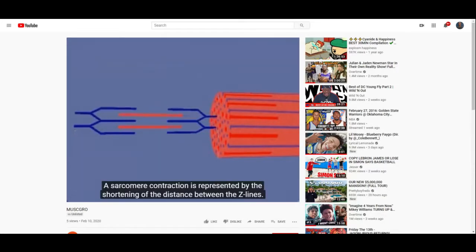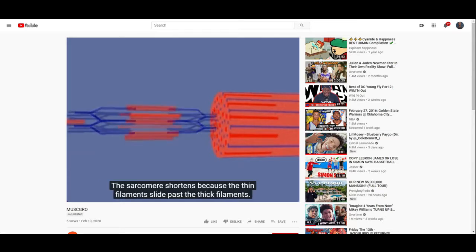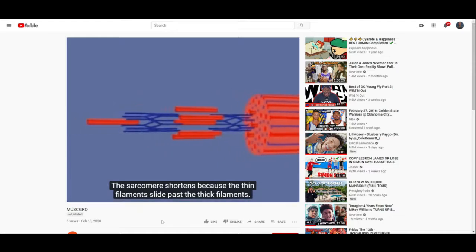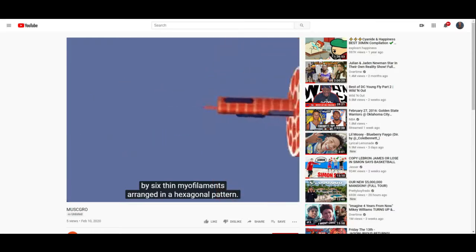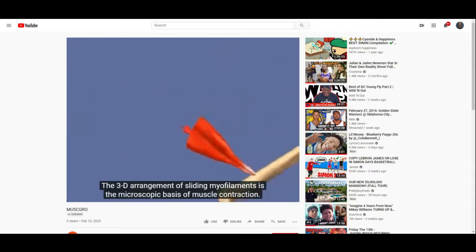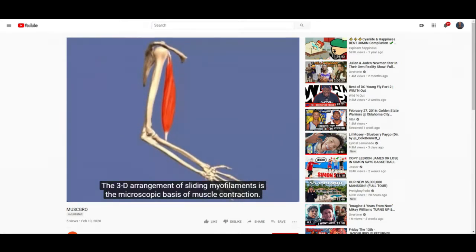A sarcomere contraction is represented by the shortening of the distance between the Z lines. The sarcomere shortens because the thin filaments slide past the thick filaments. In 3D, each thick myofilament is surrounded by 6 thin myofilaments arranged in a hexagonal pattern. The 3D arrangement of sliding myofilaments is the microscopic basis of muscle contraction.